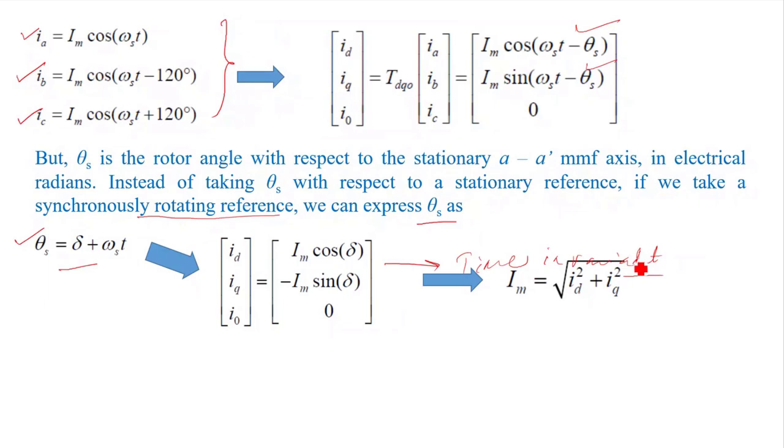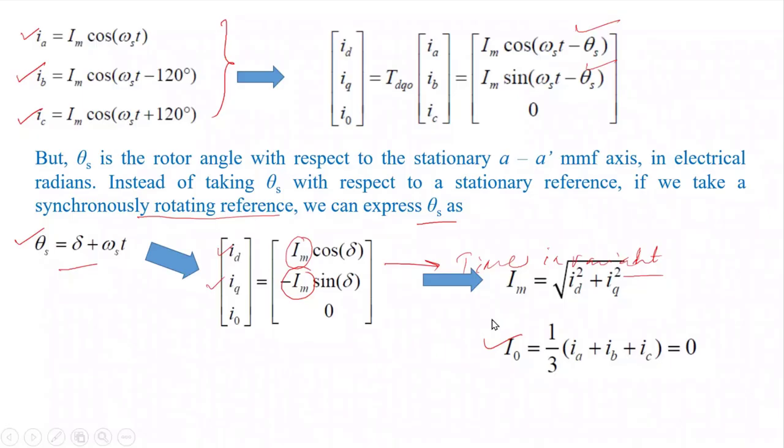Im will be equal to the square root of ID square plus IQ square. We can see here the components ID and IQ have the same magnitude, Im, and IO also becomes zero. This is another advantage. So we'll see next class how, after transformation, the stator and rotor algebraic equations will look. We'll stop here. Thank you very much.